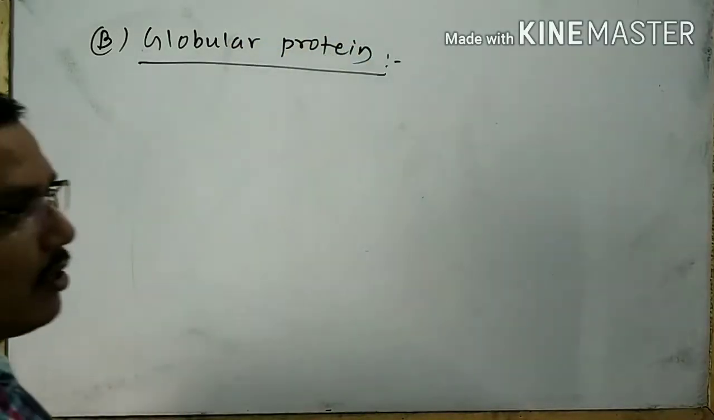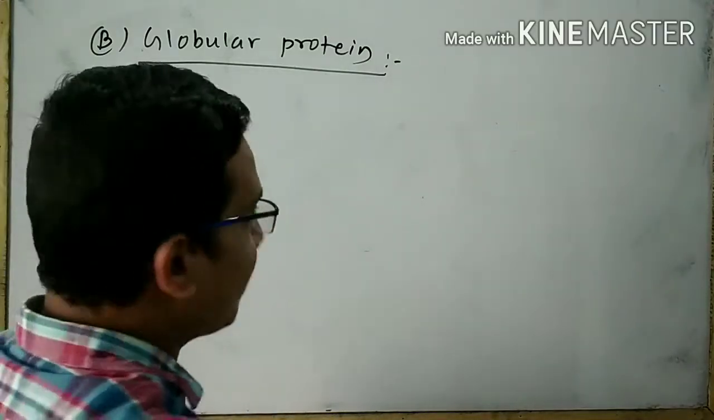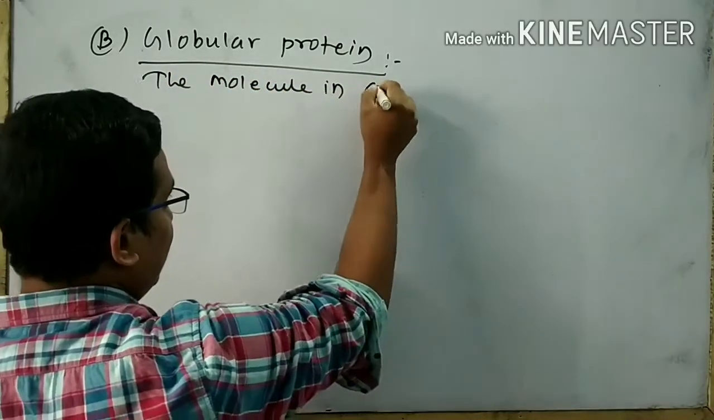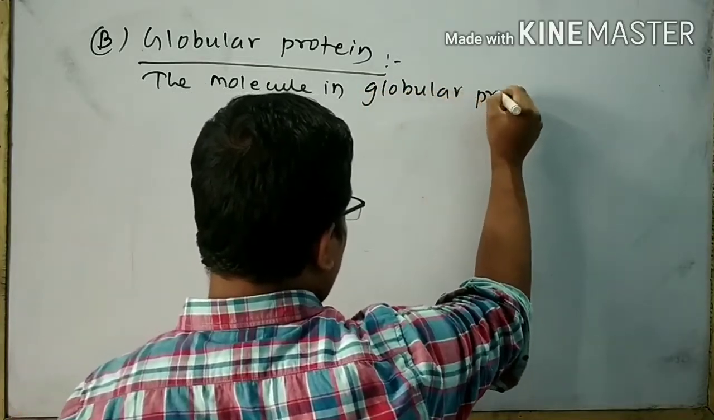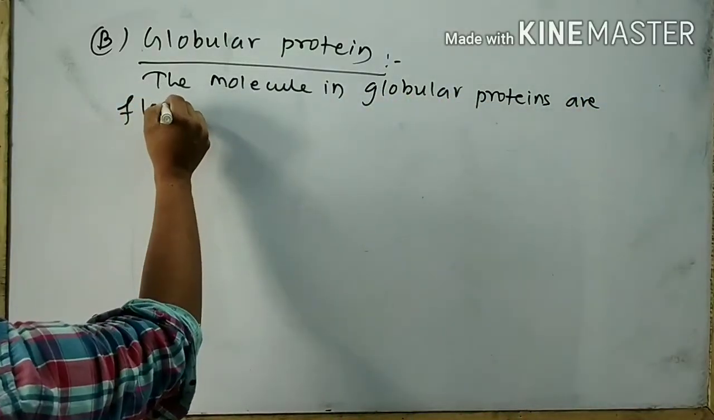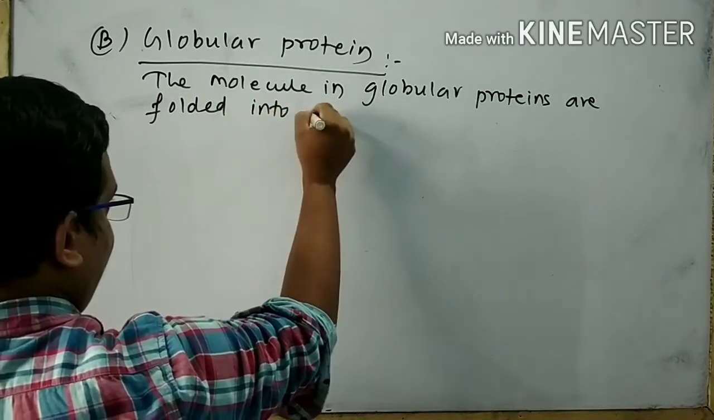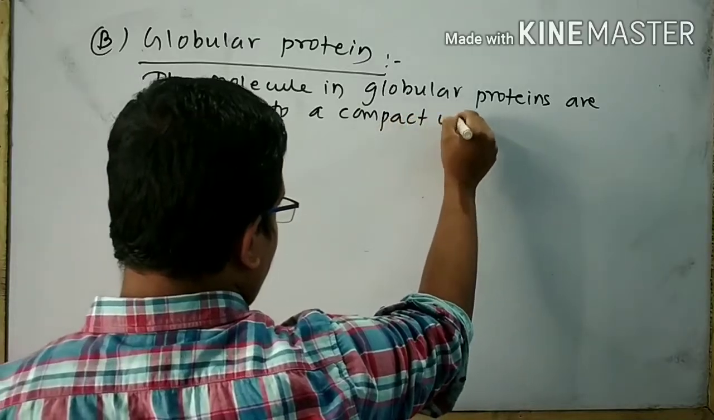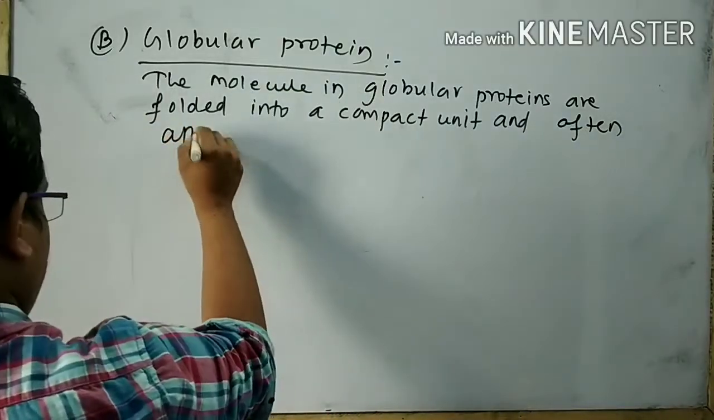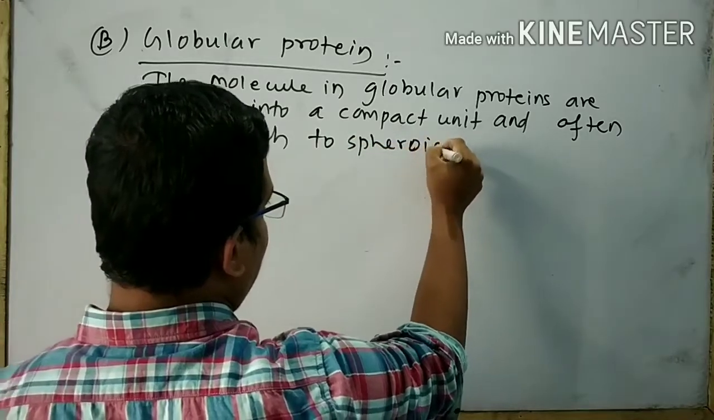In globular protein, the molecules are present in folded-like structure and they tend to form a spherical shape. So we can write the molecules in globular protein are folded into a compact unit and often approach a spheroidal shape.